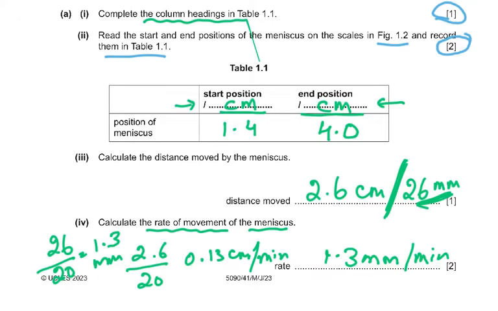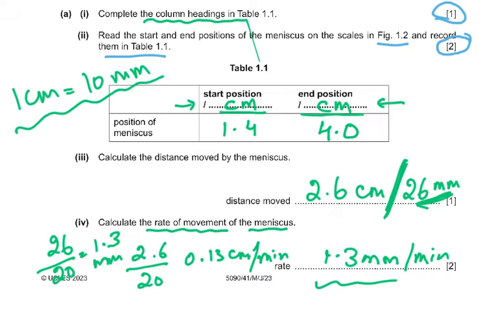So 0.13 centimeter or 1.3 millimeter. So either you say in centimeter per minute or you say in millimeter per minute. So please get this right. You must get your units right. 1 centimeter is equal to 10 millimeter. Please do not make any mistakes in this. You have to know this. This is in O levels. We learned this in class 8. So don't be so careless.